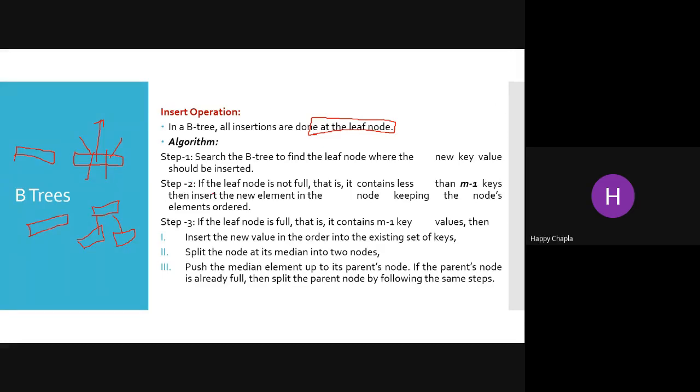Now step number 2. If the leaf node is not full, that is, it contains less than m minus 1 keys, then insert the new element in the node, keeping the node's elements in order.